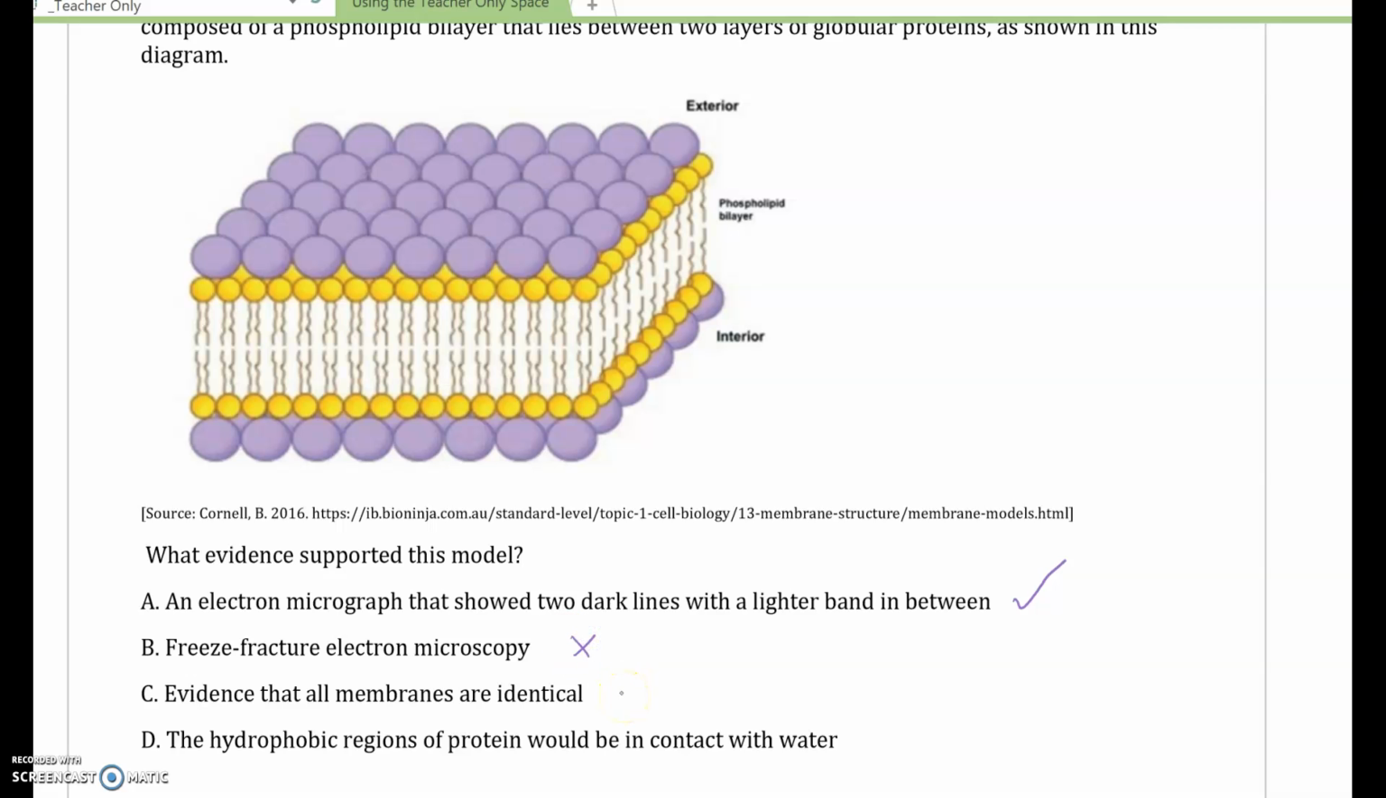Evidence that all membranes are identical, well, that doesn't make any difference. And the hydrophobic regions of the protein would be in contact with water. That doesn't make any sense. So the answer is indeed A.